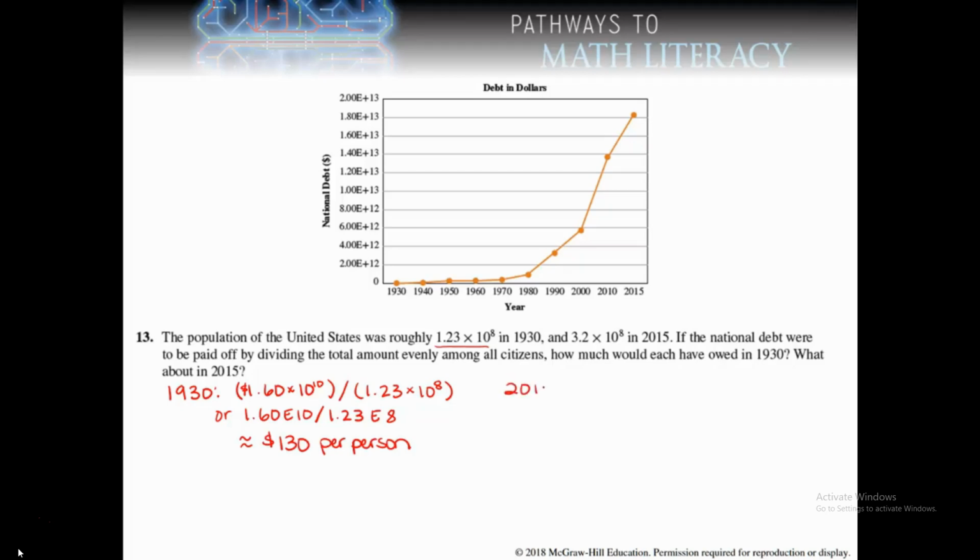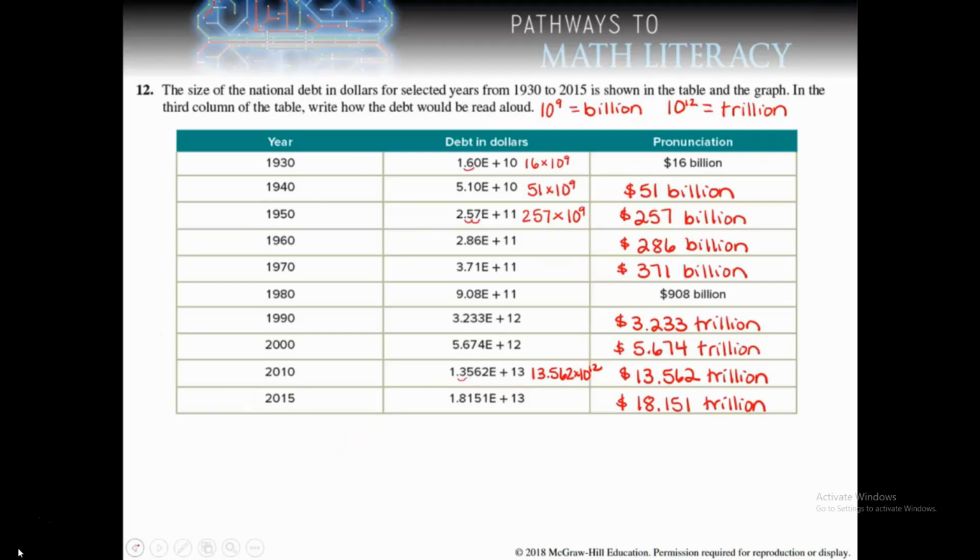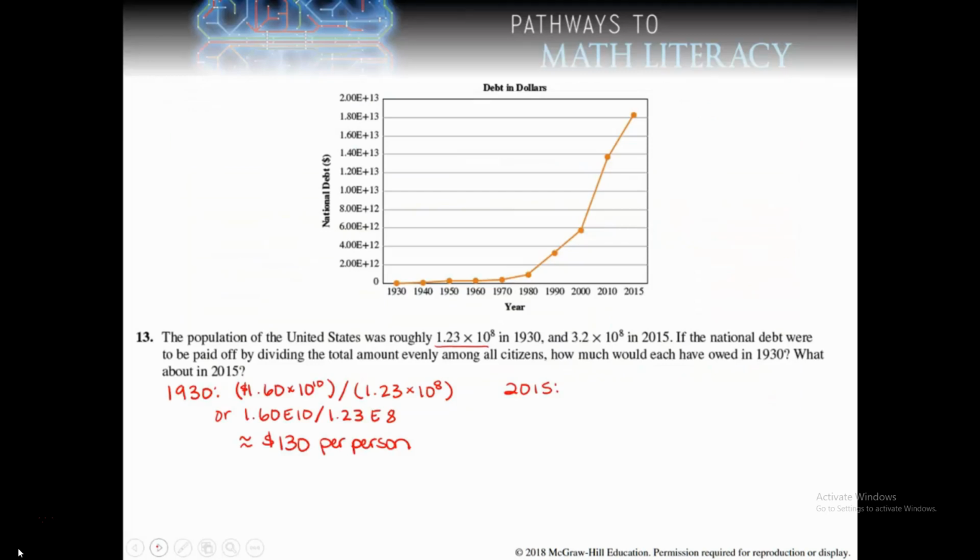So then in 2015, what was the national debt then? It was 1.8151 times 10 to the 13th. And the population that year was 3.2 times 10 to the 8th. So we'll divide by that. If we entered that using the scientific notation button, we'd have 1.8151E13 divided by 3.2E8. Either way, that would come out to about $56,722 per person.